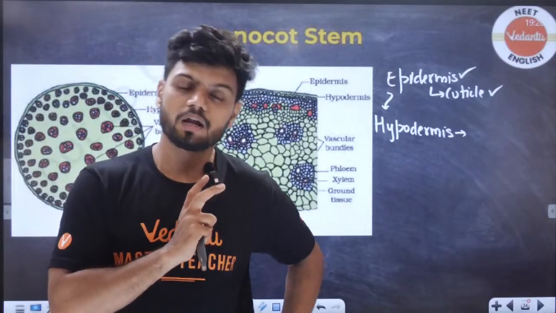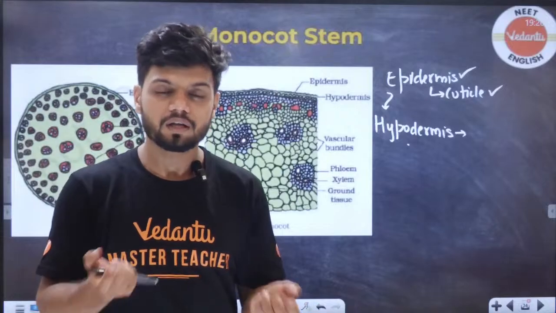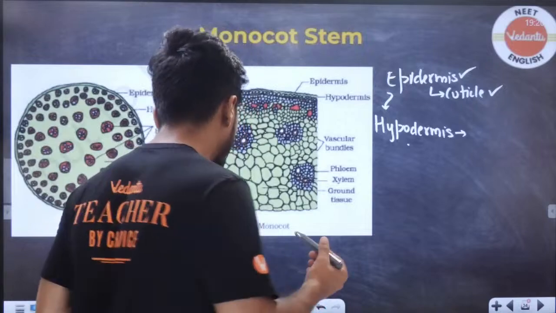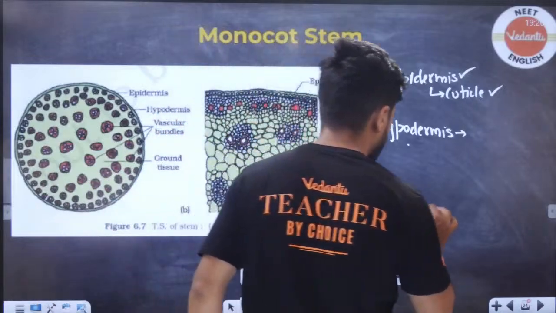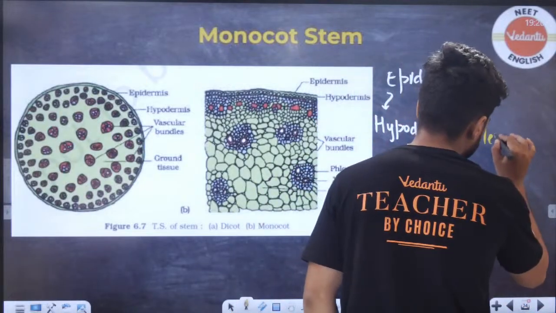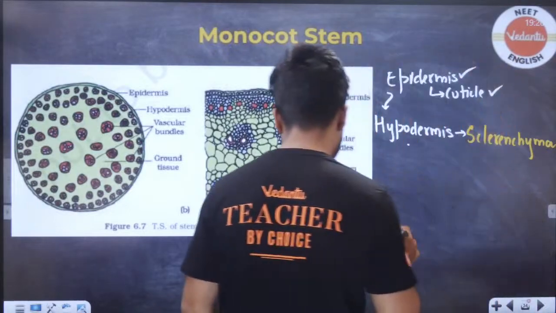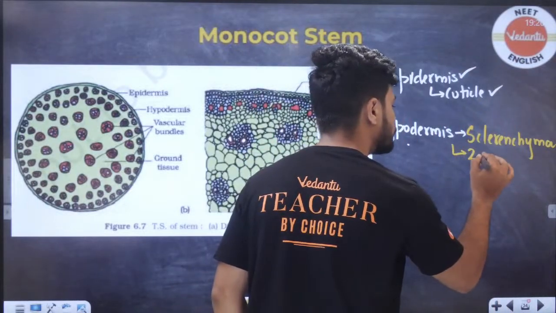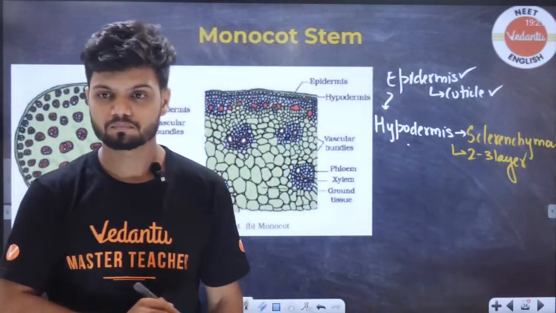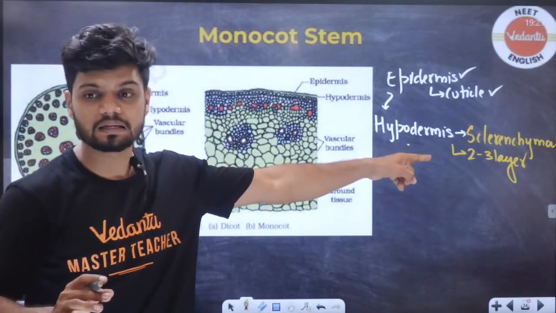Now tell me, students, what is hypodermis made up of here then? If there is no 𝐂𝐡𝐞𝐤, there has to be a substitute for it. Yes, there is a substitute. Here hypodermis is made up of sclerenchyma. It is generally 2 to 3 layers. So 𝐂𝐡𝐞𝐤 is absent, here sclerenchyma is present.